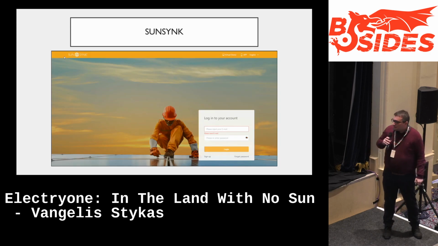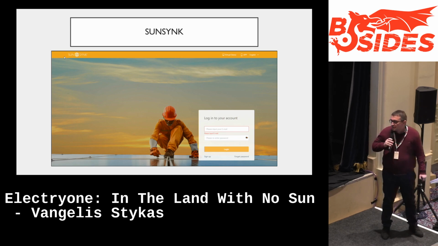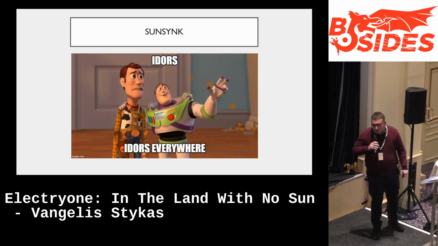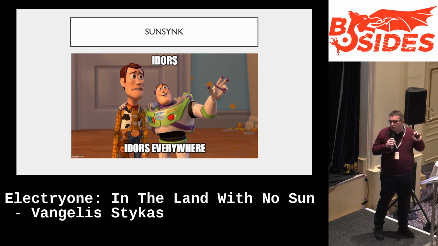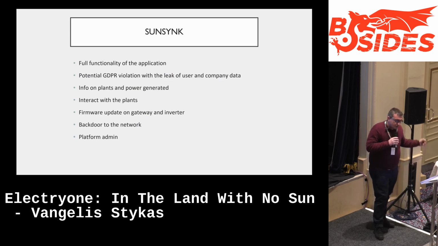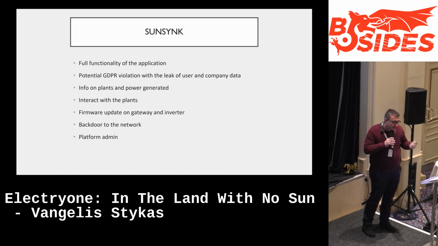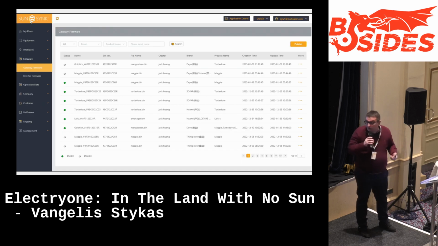So this is Sunsync. I have found 5 different companies that are white label on them. They have IDORs everywhere. Everything is an integer. You can +1 things. You can do whatever you want. This is what you can do. They have full functionality of the application, potential GDPR issues, info on plants and power generation. You can interact with the plants. You can update the firmware on both the gateway and the inverter. You can backdoor it so that you can access the network, and you can also have the platform admin.